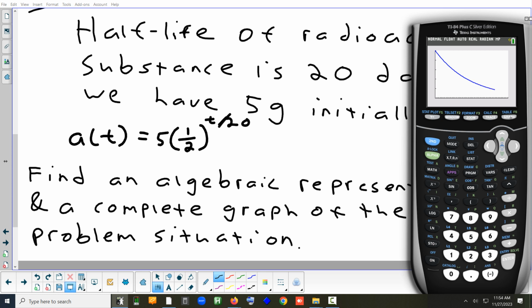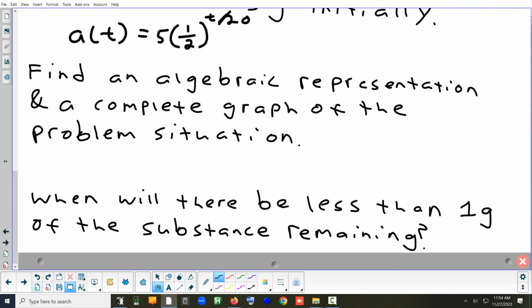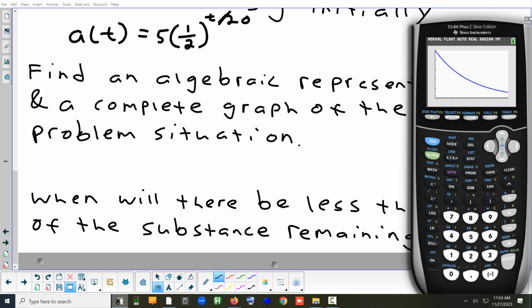Decaying. They're going to ask us when it's under 1. And that's going to be the question. Does it go far enough to the right to be able to see where it's below 1? Yeah, I think it does. Okay, so when is there less than 1 gram? So first thing is figure out when you have exactly 1 gram. Put in 1. Right, and then we're going to calculate the intercept.